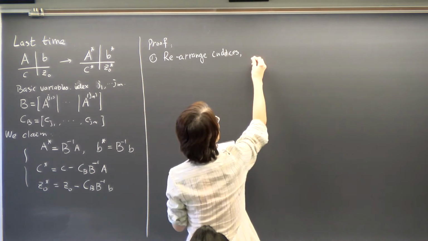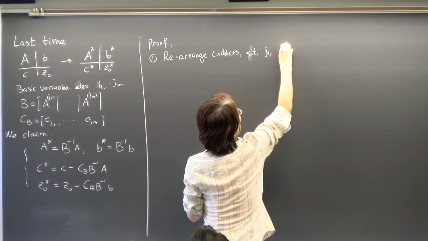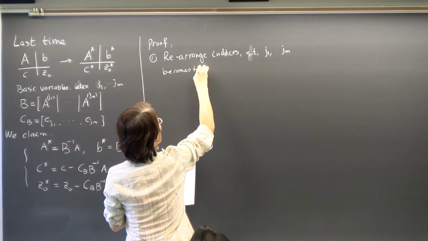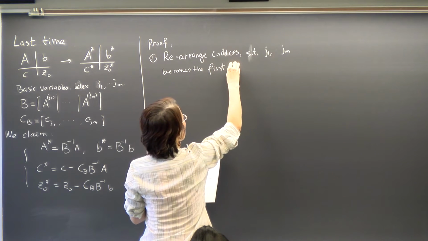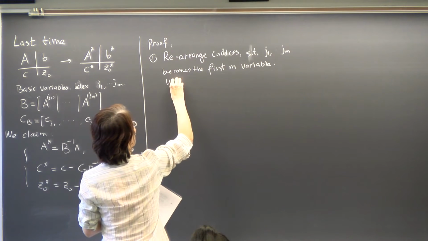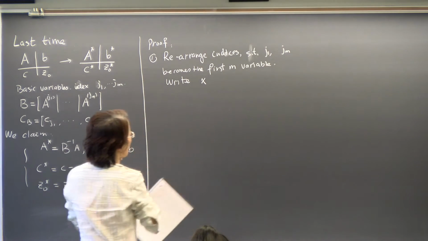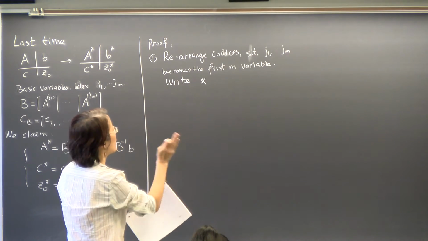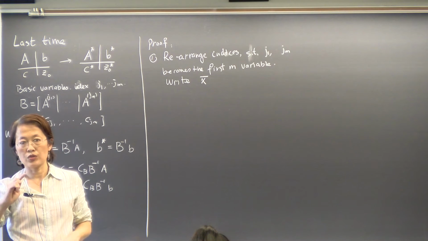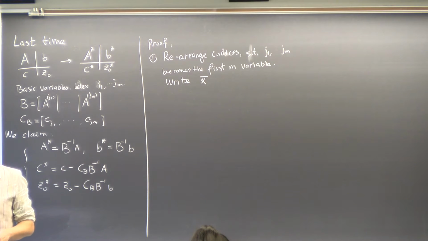So such that J1 to Jm become the first variables, indices. Which means I can write the following. For this x, now it is rearranged. Everything that is rearranged, I will put a bar on the top. Is that okay? Without anything is the original one. With the bar is rearranged. With the star is in the final tableau. Is that okay? That's my notation.